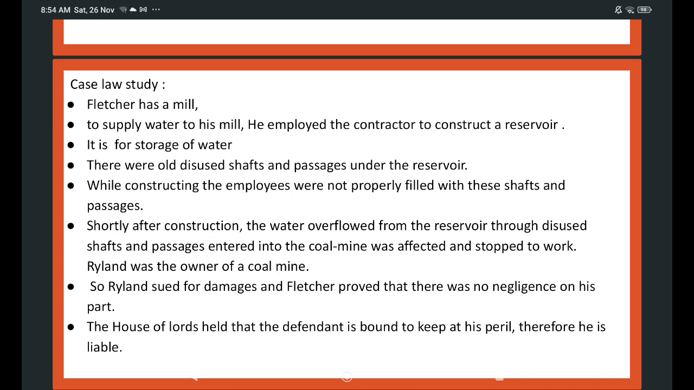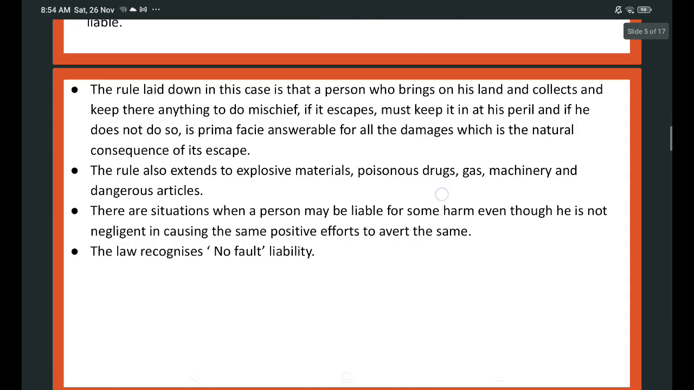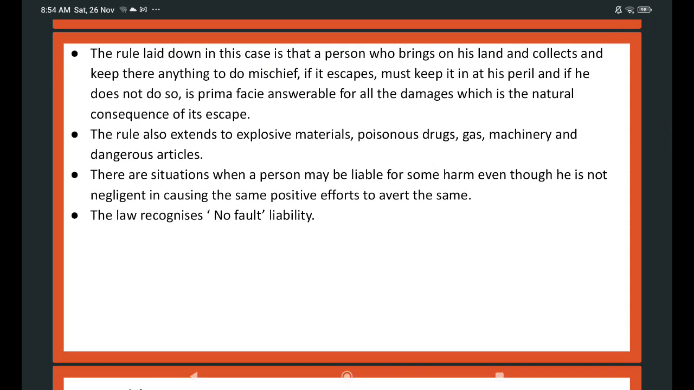But the House of Lords unanimously held that the defendant is liable for the compensation. The rule laid down in this case is that a person who brings on his land and collects and keeps there anything to do mischief, if it escapes, must keep it at his peril, and if he doesn't do that, he is prima facie answerable for all the damages which are the natural consequence of its escape.